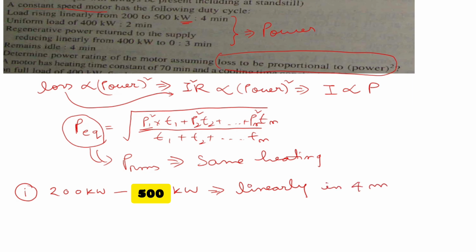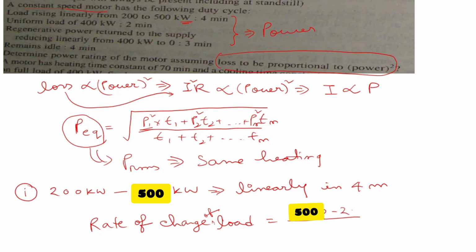Okay, therefore the rate of change of load is 400 minus 200 divided by 4 minutes, that is 75 kilowatt per minute. Okay, this is the rate of change of load.